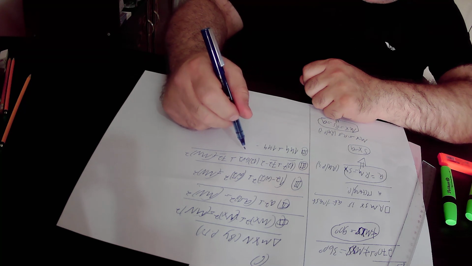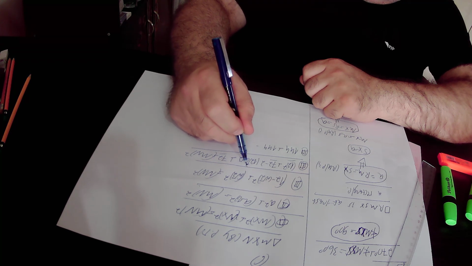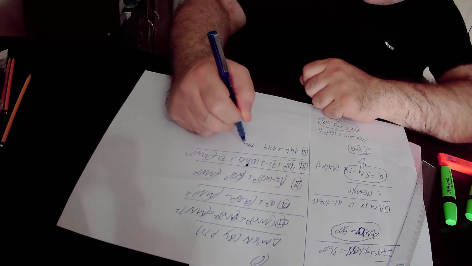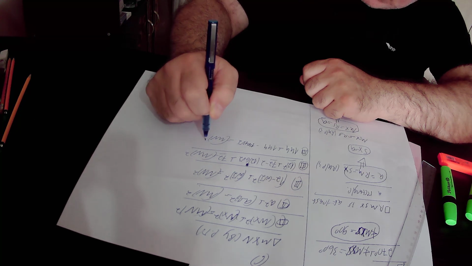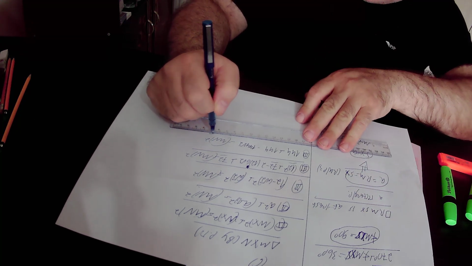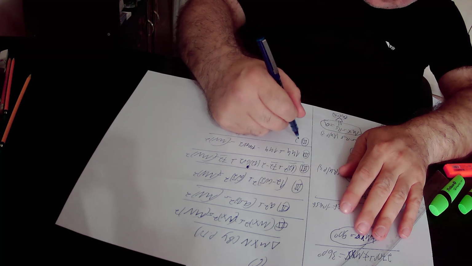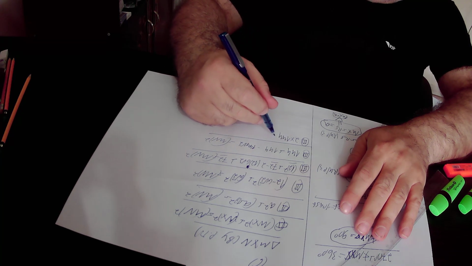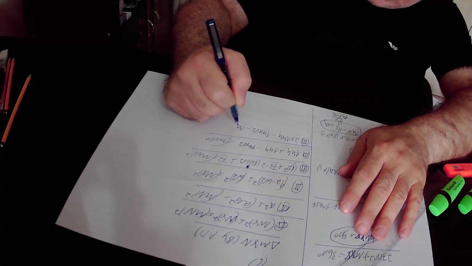minus 2 times 6 is 12, 12 times 12 is 144, minus 144 times square root of 2, that equals MN squared. 144 plus 144 is 2 times 144, minus 144 times square root of 2 equals MN squared.